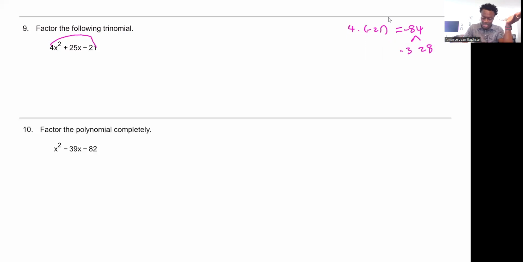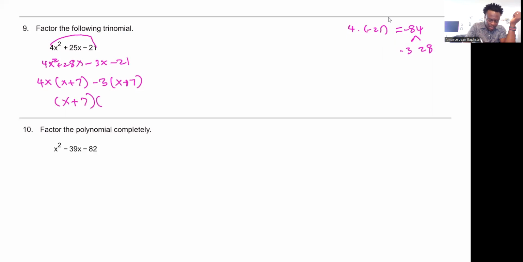So then I can write it as 4x squared plus 28x minus 3x minus 21, and factor by grouping. Factor 4x out, so that is x plus 7. -3 out, still x plus 7. And then x plus 7 factored out again, and 4x minus 3 would be your factored form.